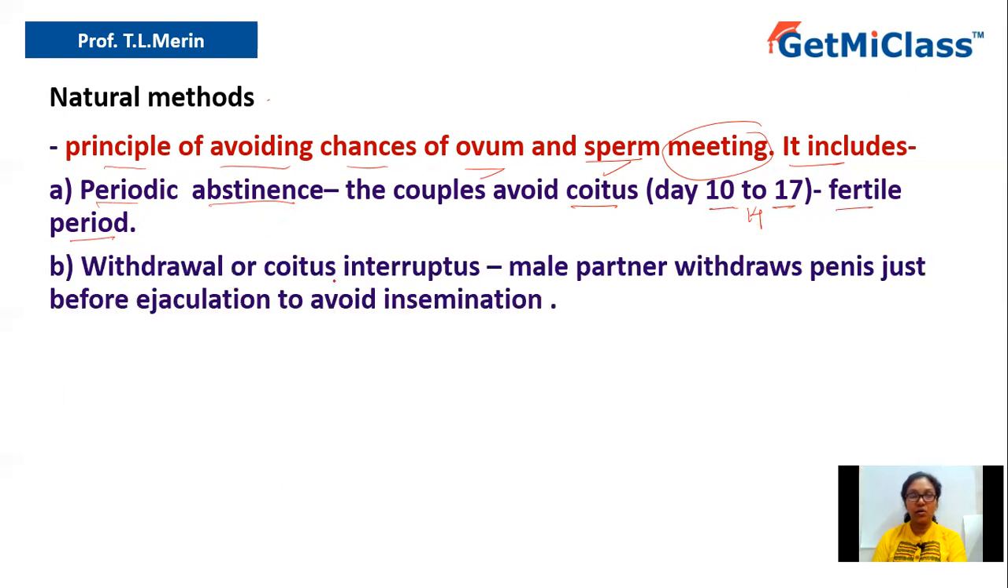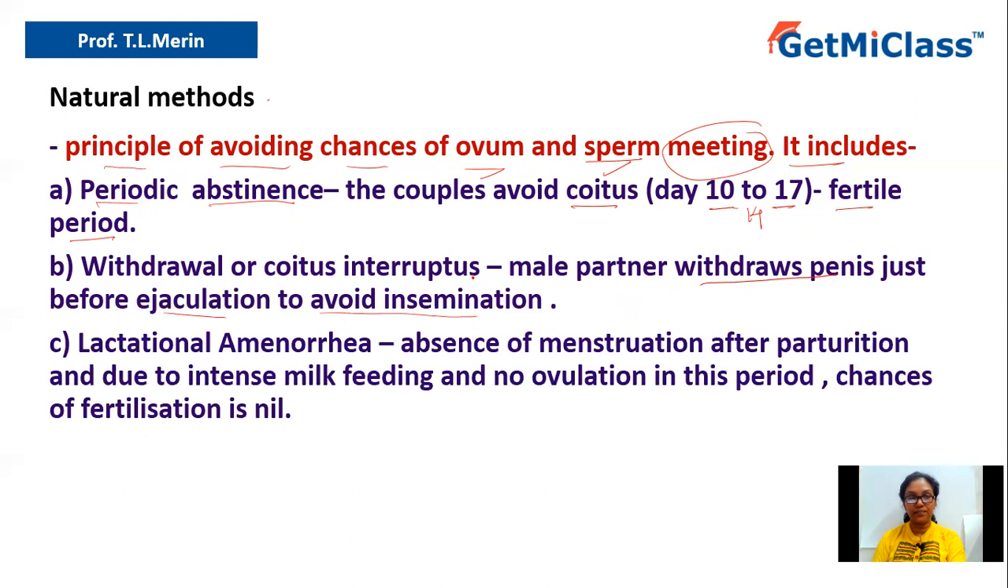Then withdrawal, or coitus interruptus. Whenever male and female are having coitus, the male partner suddenly withdraws his penis just before ejaculation, so as to avoid insemination into the vagina of the female, so that the semen containing the sperms will not be released in the vagina. That is what is called withdrawal or coitus interruptus. Because of that, the sperm will not be able to enter the body of the female at all, so there's no chance of fertilization.